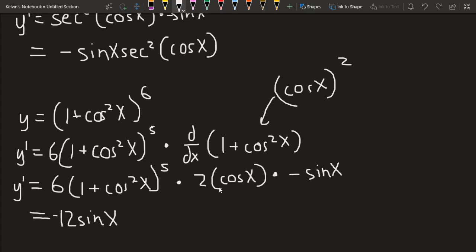Yes, this would just be equal to negative 12 sine of x times 1 plus cosine squared of x to the 5th times cosine of x, like so. So this would be your answer. So let's try one more problem now to see if you truly understand this.